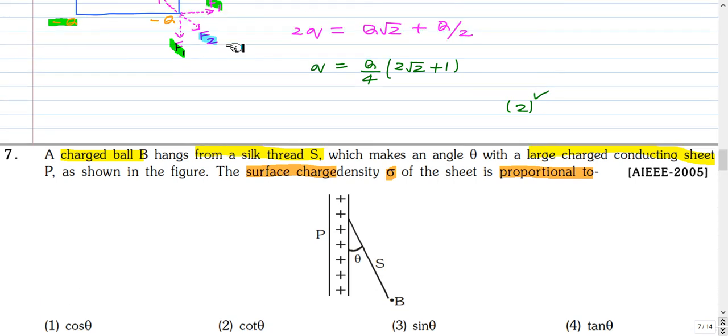This is the next question. A charged ball B hangs from a silk thread S, which makes an angle theta with a large conducting sheet P, as shown in the figure. The surface charge density sigma of the sheet is proportional to... 4 options are given. You can pause and attempt this question.